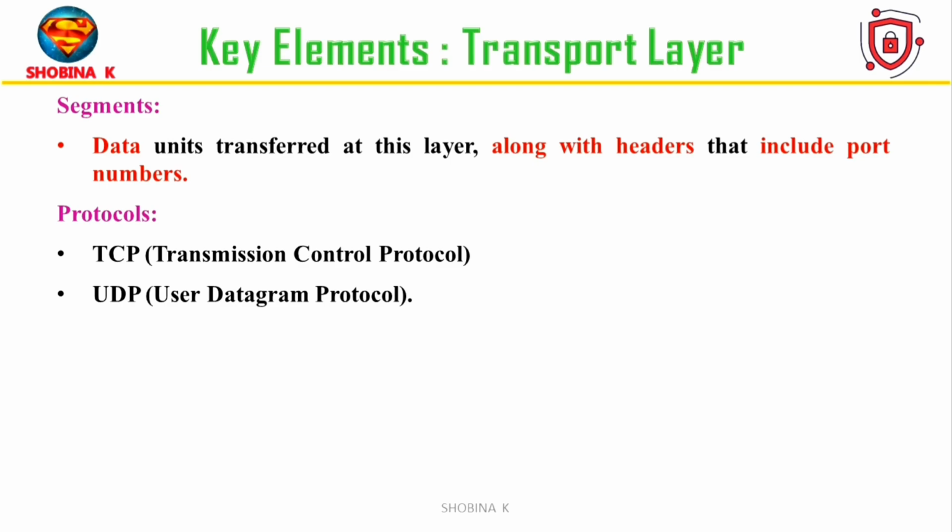Next, UDP, User Datagram Protocol. UDP does not establish a connection before sending. Here, each packet or datagram is sent independently, which allows for faster transmission. Therefore, it provides a faster, connectionless data transfer without error checking. It is ideal for real-time applications like streaming and gaming.